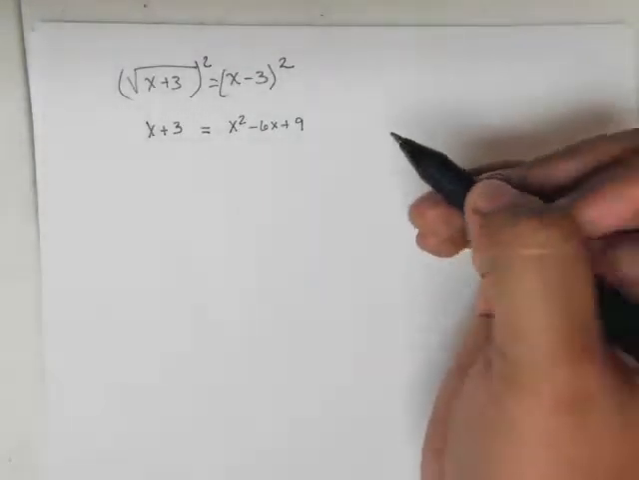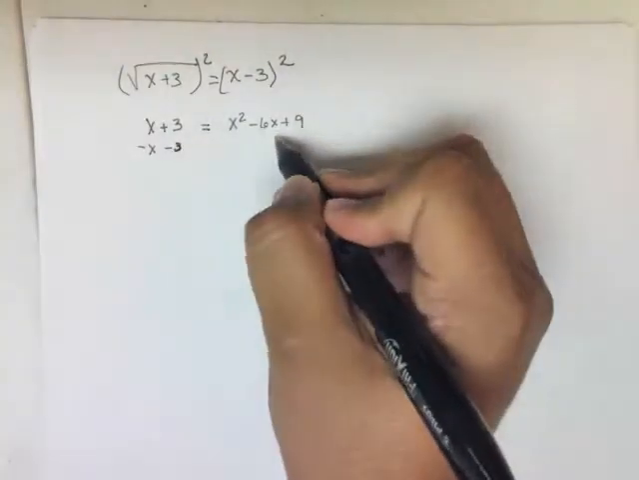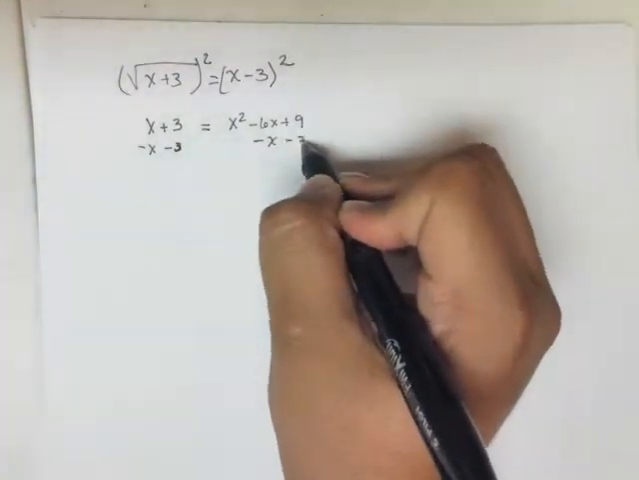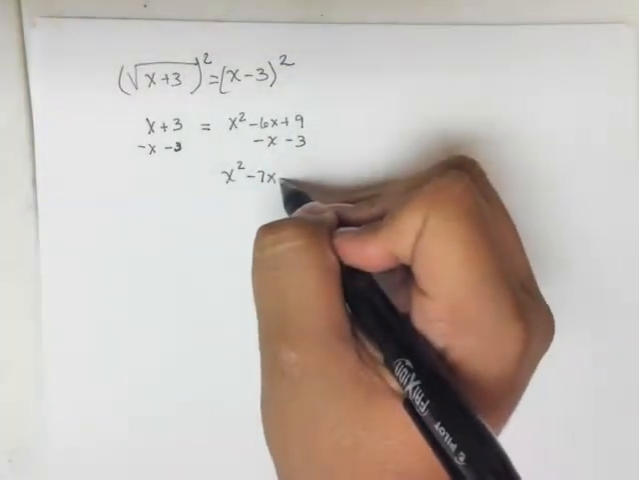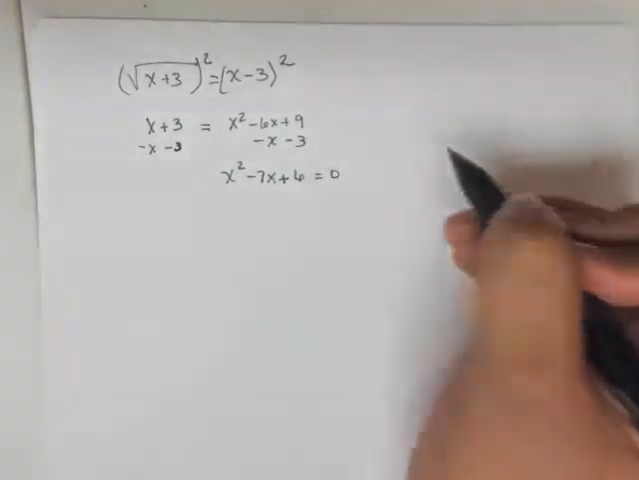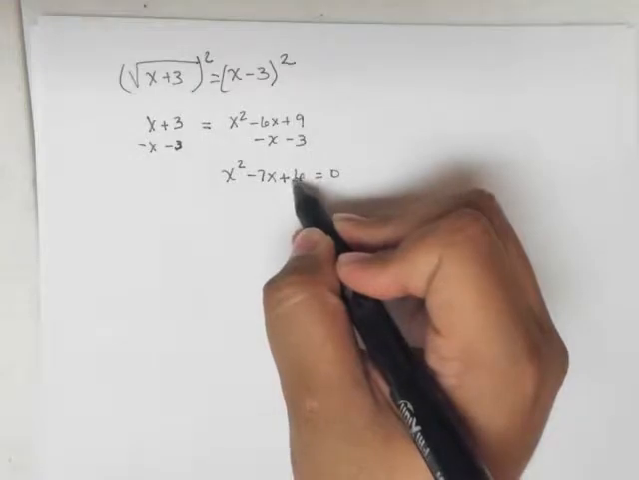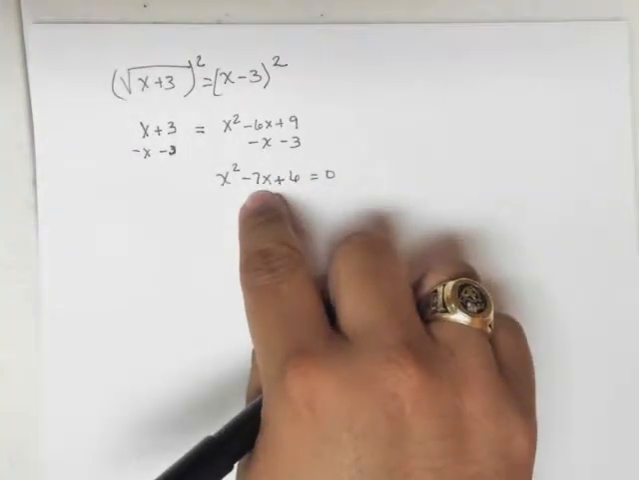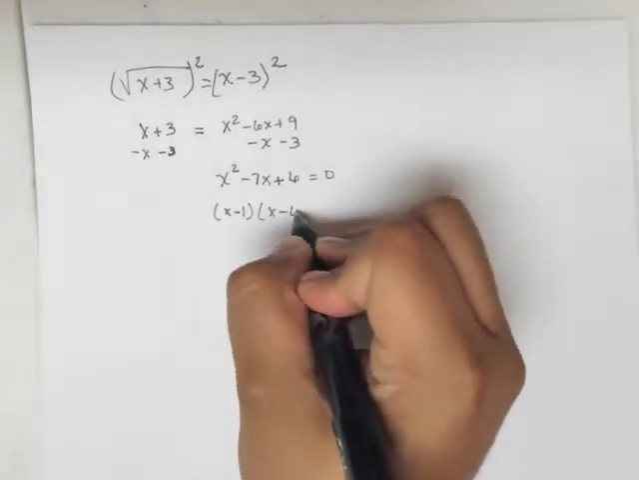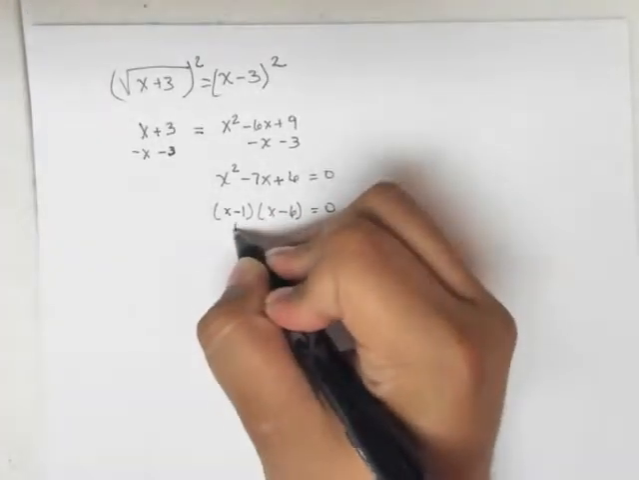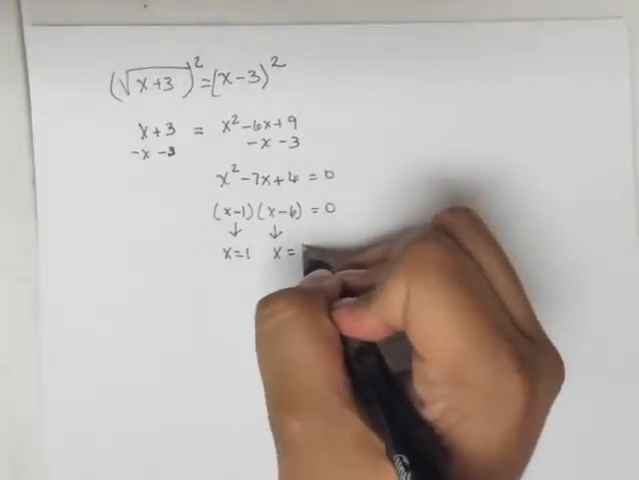Okay, now we're going to combine like terms. Minus x, minus 3, move that to the other side, and we end up with x squared minus 7x plus 6 equals 0, something that I can factor very quickly. The factors of positive 6 that add to give me negative 7? What are those? x minus 1 and x minus 6. Set it equal to 0. Zero factor property: x equals 1 and x equals 6.